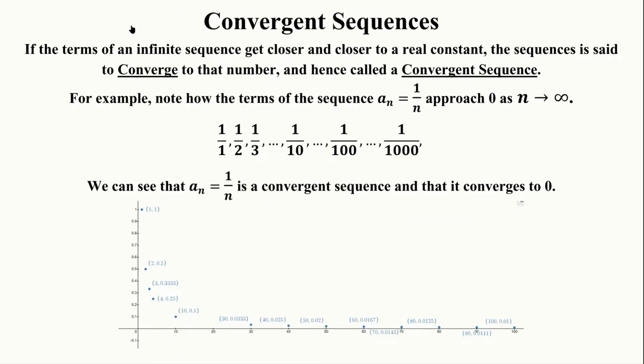All right, next we want to see what we mean by convergent sequences. If the terms of an infinite sequence get closer and closer to a real constant, the sequence is said to converge to that number, and hence is called a convergent sequence. For example, note how the terms of the sequence an equals 1 over n approach 0 as n approaches infinity. So, you know, we have 1 over 1, 1 over 2, 1 over 3. We skip over some, then we get 1/10, 1/100, just because these are really easy to compute, right?